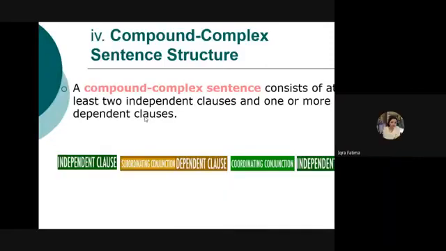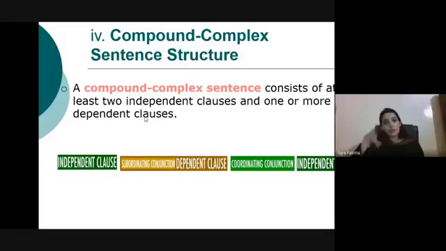The fourth and last type is the compound-complex sentence. Now, this fourth type is the mixture of the previous two types: second, compound sentence, and third, complex sentence. Now, what is the mixture? In a compound sentence, we have two independent clauses. In a complex sentence, we have one independent and one dependent clause.